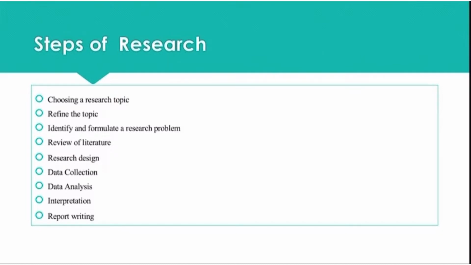And then moving to the steps of research. After the research design, after the groundwork is done, we can start collecting the data, and once the data is collected, we need to analyze the data.